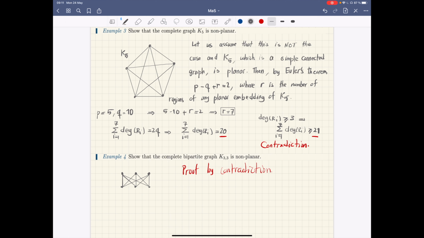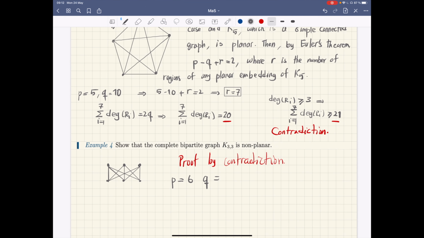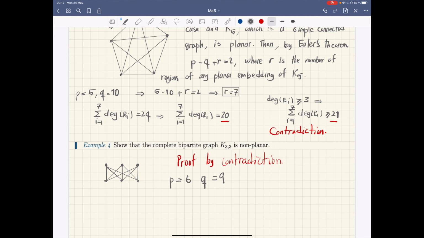Okay, so here, what is P in this problem? It is 6, yes? What is Q, by the way? Isn't it 9? So Q is 9, yes? And then if I put it in the Euler's formula, if you say that it is planar, it means that Euler's theorem is applicable. And then this should be 2. P is 6, Q is 9, R is left for me, is equal to 2. And then what I can conclude, R is how much? 5. Do you agree?